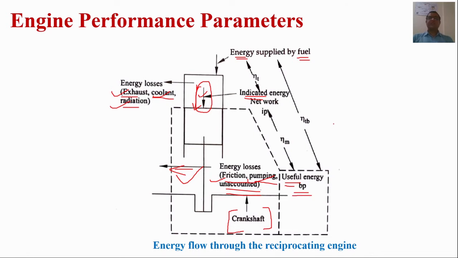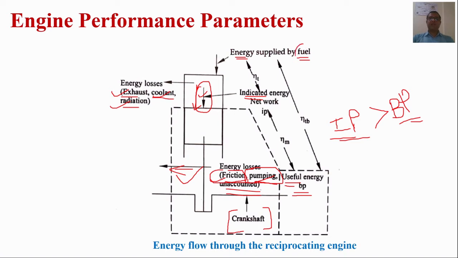Now, in case of a reciprocating internal combustion engine, brake power is always less than the indicated power, and the difference between the indicated power and brake power represents the energy loss in friction, pumping and various unaccounted losses. So this difference between the indicated power and brake power is known as the friction power. So this is the energy flow through the reciprocating engine.